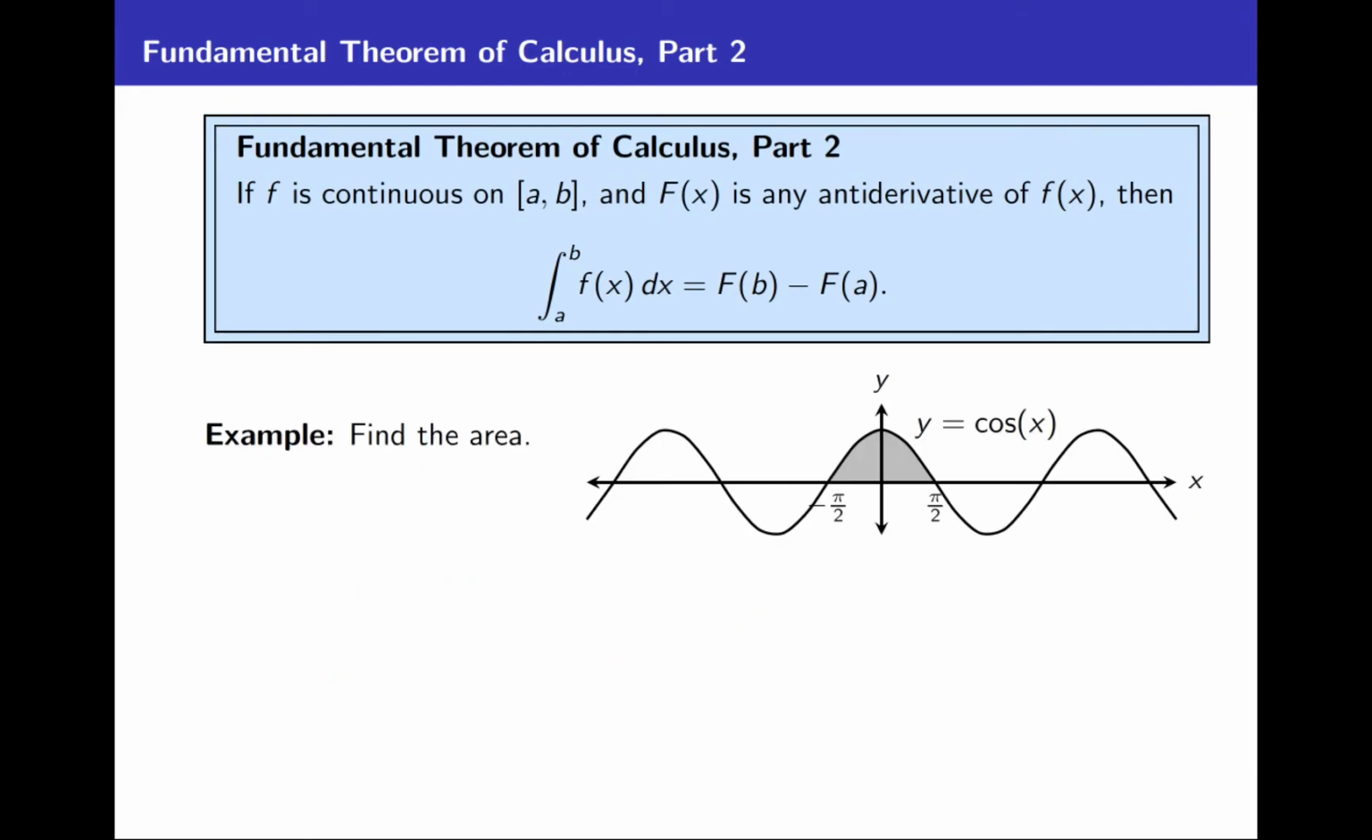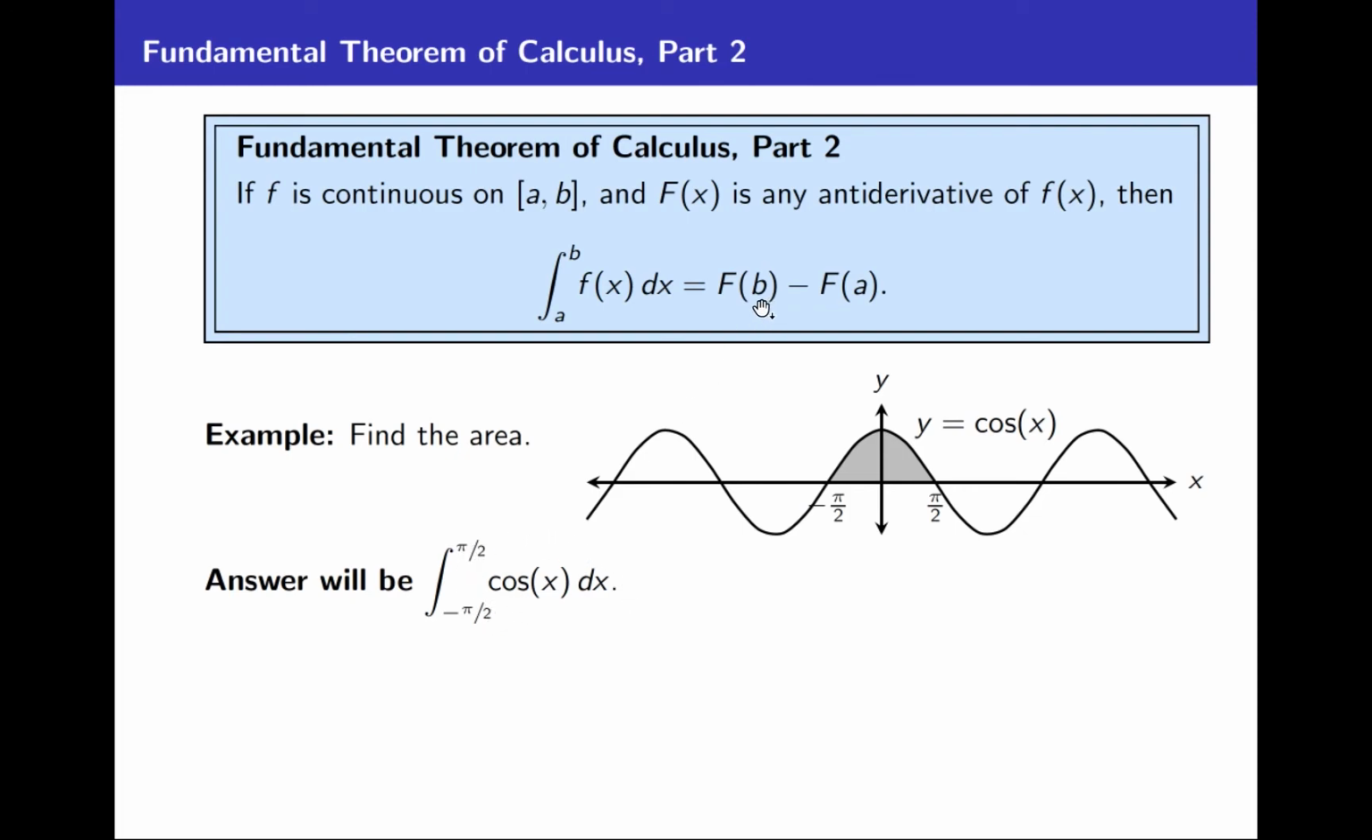Let's look at another example. Let's find the area of this shaded region. It's below the graph of cosine of x and between x equals negative pi over 2 and pi over 2. Well, we know from the area interpretation of the definite integral that this shaded area is the integral from negative pi over 2 to pi over 2 of cosine x dx. So we just need to work out the value of this definite integral.